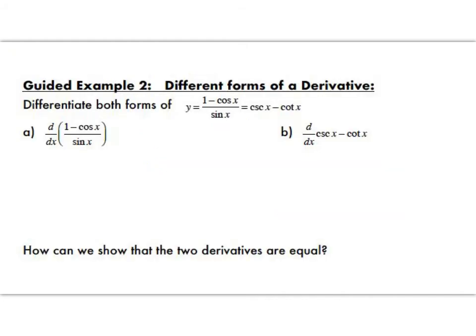Okay, now here's the interesting situation where, because of our ability to rewrite functions in different forms, we can differentiate both forms of this because, as it turns out, 1 minus cosine over sine, if you simplify it, is the same thing as cosecant minus cotangent. Now I'm going to spare us the pain on this one because we all know this is going to require, yep, you got it, the quotient rule one more time.